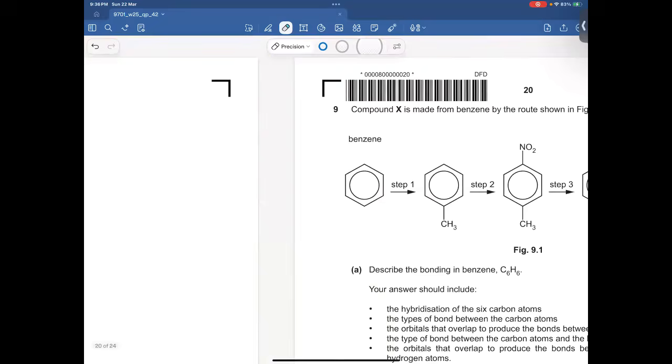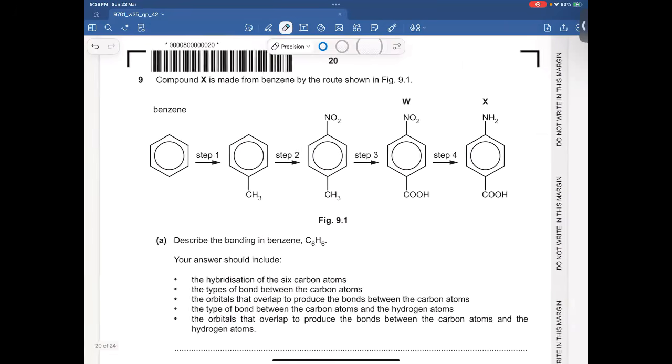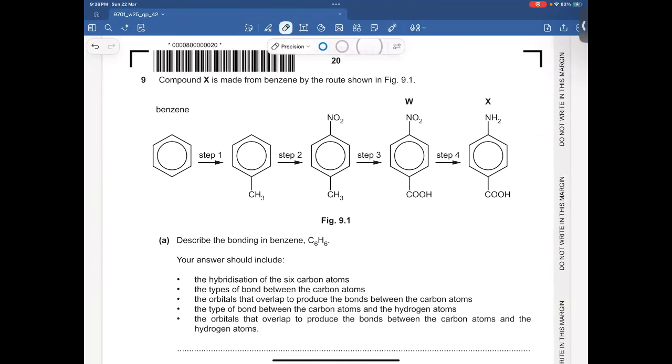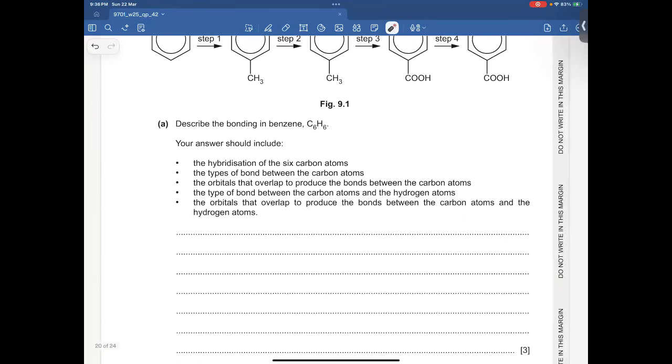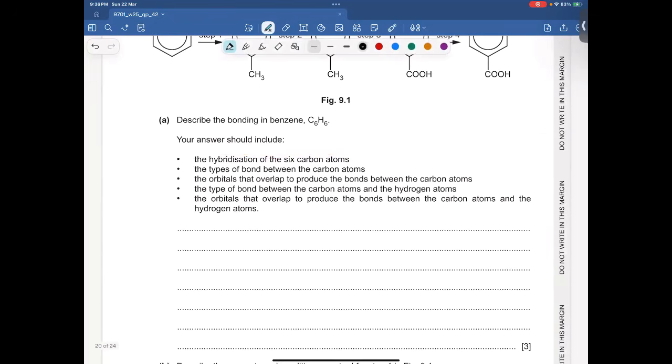Let's move on to the next question. That is question number 9. Based on organic chemistry, describe the bonding in benzene. Your answer should include hybridization of the 6 carbon atoms. So hybridization of the 6 carbon atoms, all 6 carbon atoms are sp2 hybridized.